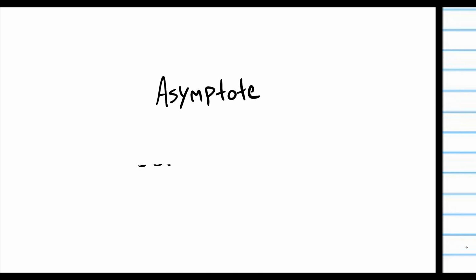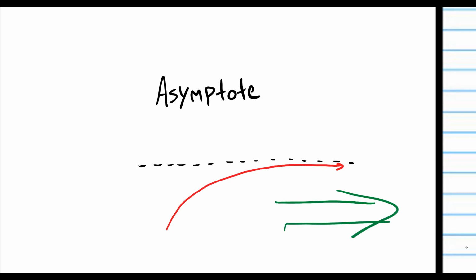An asymptote is an invisible line that a graph approaches. And it usually never crosses the line. It just gets closer and closer and closer and closer. And in this case, the farther you go to the right, the closer the graph gets. You can make that red graph get as close as you want. You just have to go farther to the right.